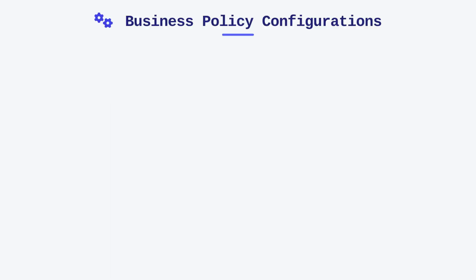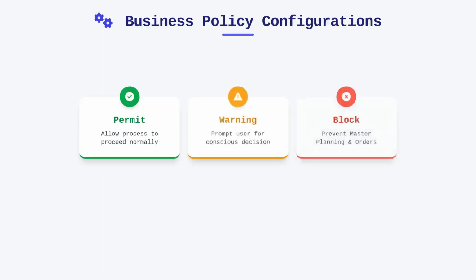When we look under the hood of these configurations, the feature is highly configurable based on business policy. You choose to either permit a process, block it entirely, or trigger a warning that prompts the user for a more conscious decision. For instance, if a product is marked as blocked, you can configure the system to prevent it from appearing during the firming of planned orders in master planning. This is a critical distinction because it prevents orphan purchase orders or production orders from being triggered for discontinued inventory.